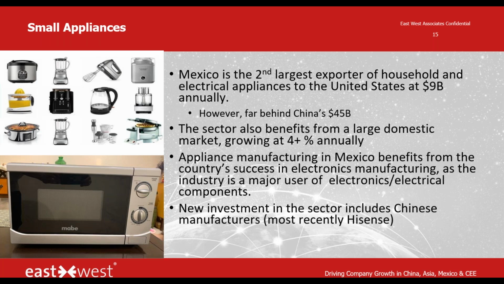So big industry, growing rapidly, dominated by the Chinese for a lot of logistics reasons, and those logistics reasons and cost reasons may be changing some. Next slide, please, Alex.